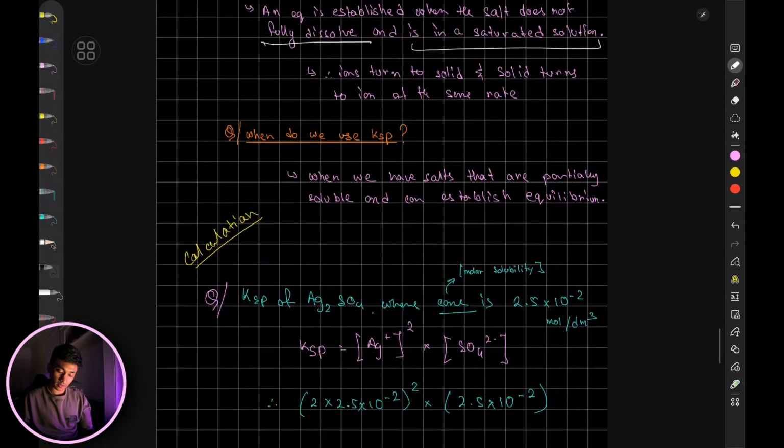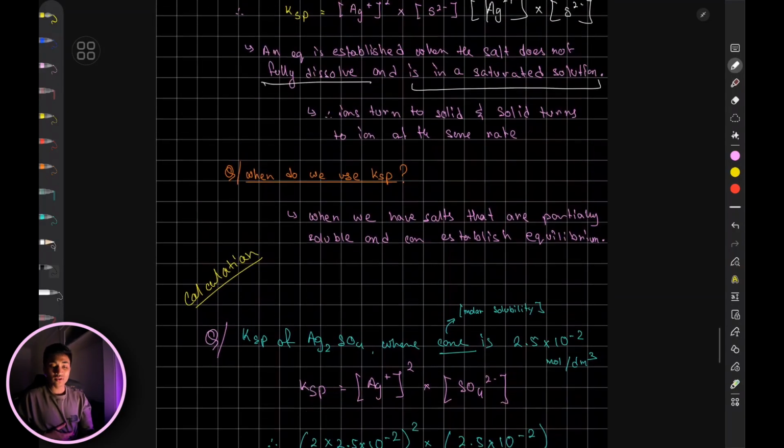Great. So why and when do we use KSP, right? Let's say you have a salt that is partially soluble and can establish equilibrium. So we get to know how much the concentration of certain ions is. We can also understand from the concentrations of the ions what the solubility is, and we're going to look at such examples.